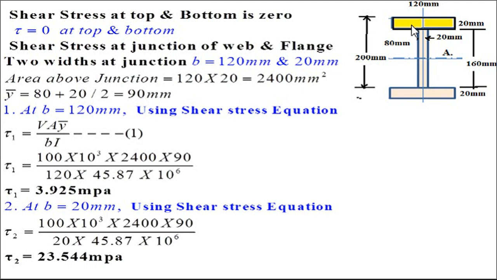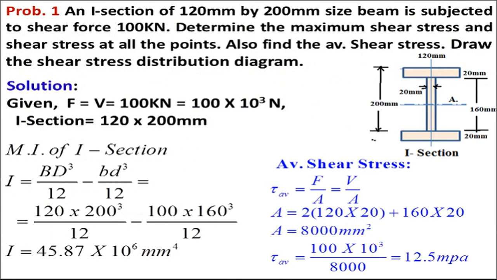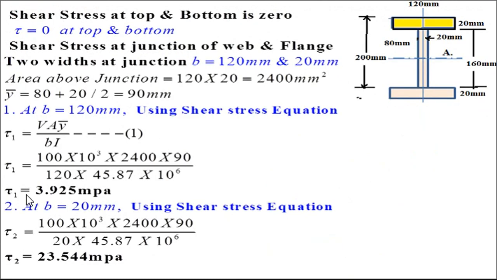So at the top portion, wherever b is 120, if we consider b as 120, now use the tau 1 equation, the shear stress equation. Shear stress equation is V A y bar upon B I. You just put all the values of the terms here. V is 100 into 10 to power 3. Area is 2400. Y bar is 90, divided by B. At this point width is 120, into moment of inertia I is 45.87, that we have calculated here. Solving this you will get tau 1, that is 3.925 MPa.